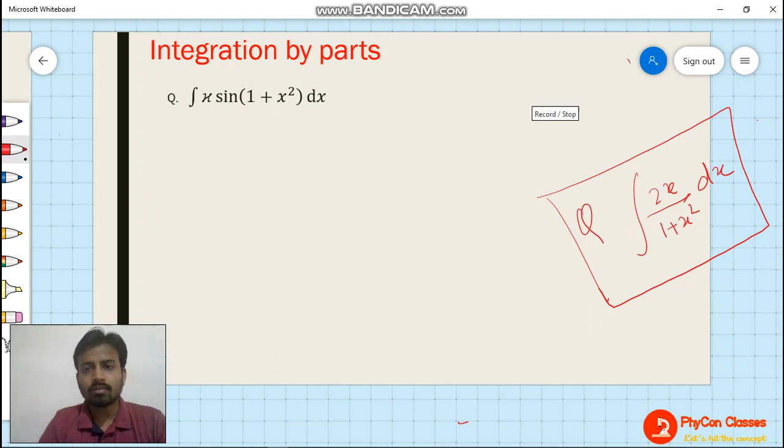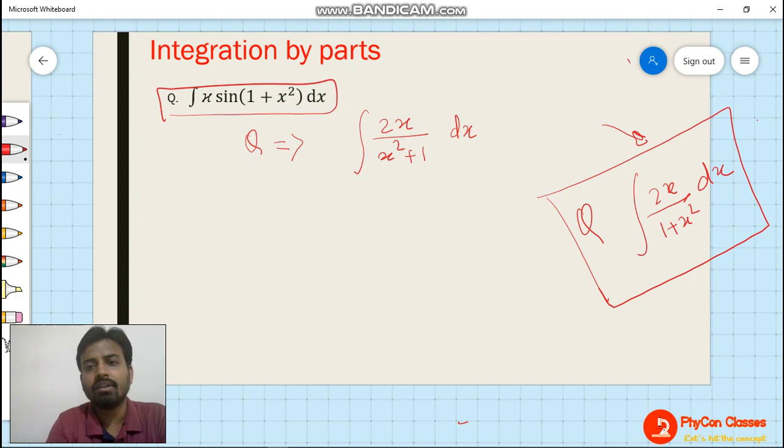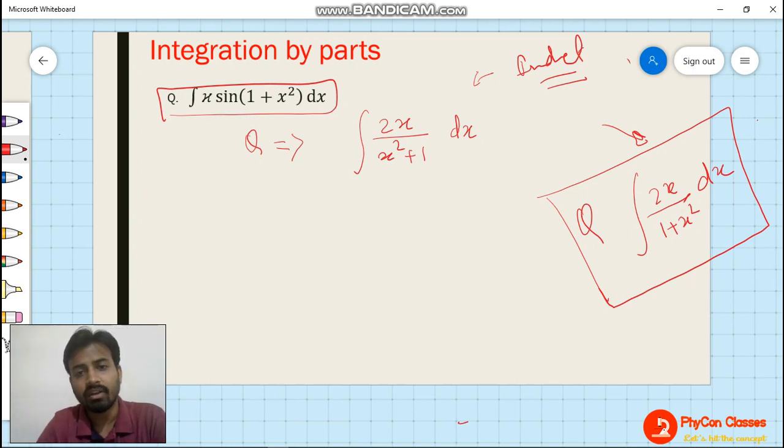Okay, so let us solve this problem that I gave you as homework. The question is: integration of 2x divided by x square plus 1 dx. So we have to integrate. What kind of integration is this? This is indefinite integration, because limits are not given.